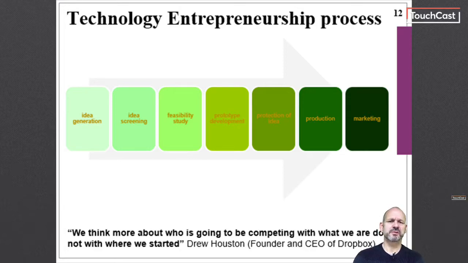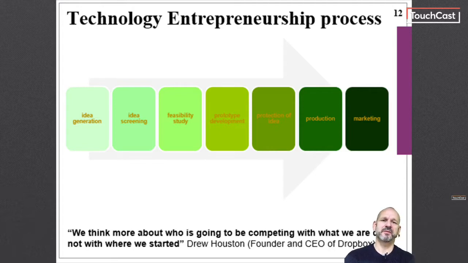If we look at this more closely, we can see the different stages in the technology entrepreneurship process, and these are as follows. First, we have idea generation, and here the entrepreneur comes up with an idea or ideas for a new product. Then we have idea screening, where the ideas are screened and filtered to determine potential viability. Then we have the development of a feasibility study, where the idea is further enhanced by means of a written document that's used to lever in the resources needed for the business.